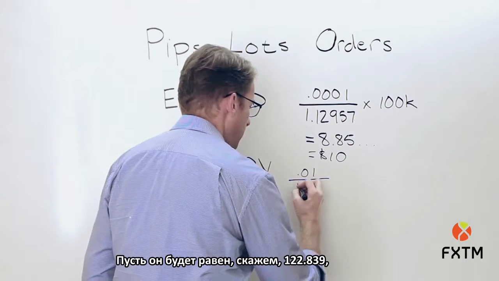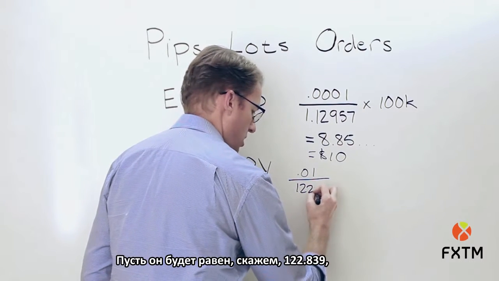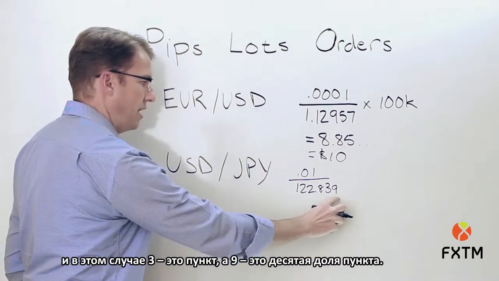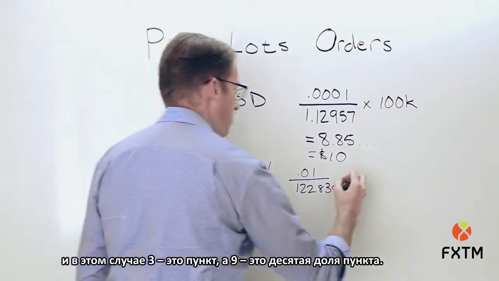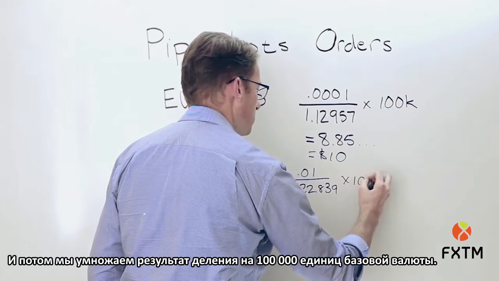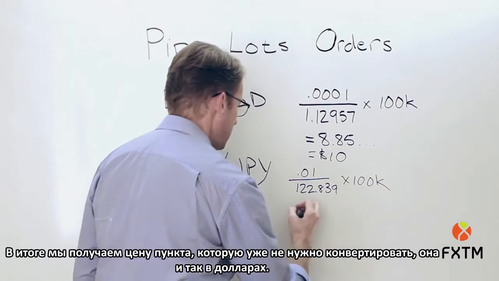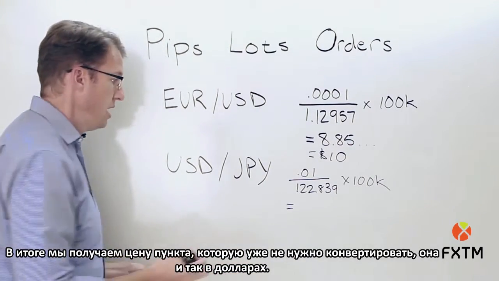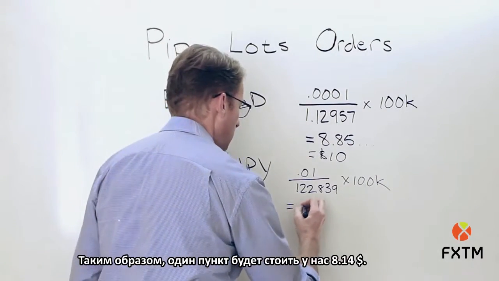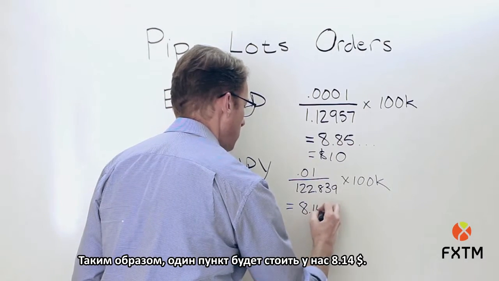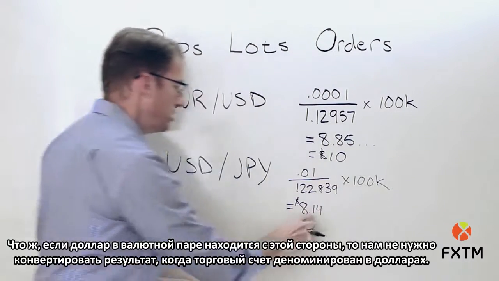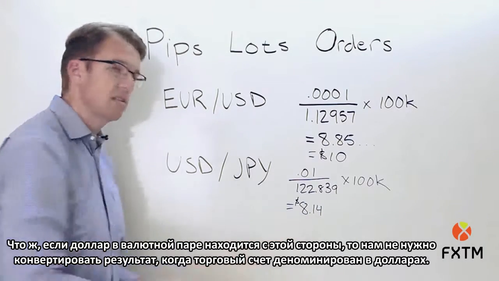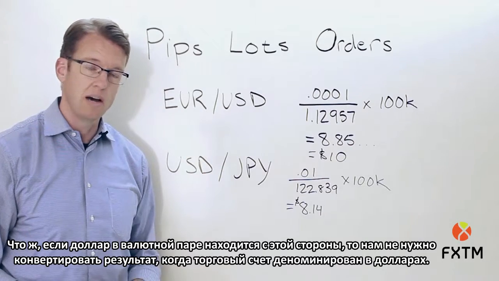So let's assume that that was 122.839. So the 3 is in the pip place, the 9 is in the point place. And we times that by 100,000 units of the base. And that's actually going to give us a result that we don't have to then convert any further. So the result from this is going to be $8.14. So in this case, where the dollar is over here on the base side, we don't have to further convert this, assuming that your account was in dollar-denominated terms.